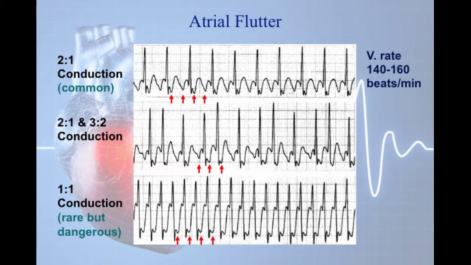The atria can have an organized rate of anywhere from 300 to 400 beats per minute. However, the AV node can slow that conduction. As you can see in this slide, a 2-to-1 conduction cuts the atrial maximum rate by 2, hence the 2-to-1 conduction. If the AV node cannot slow the rate, a dangerous 1-to-1 conduction may occur.